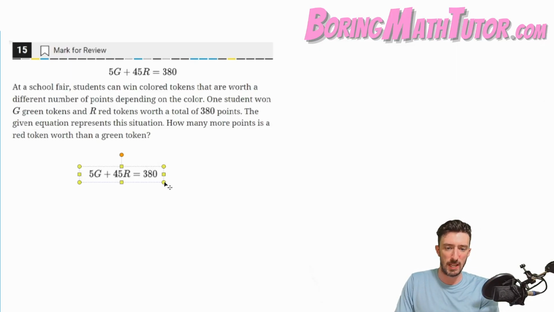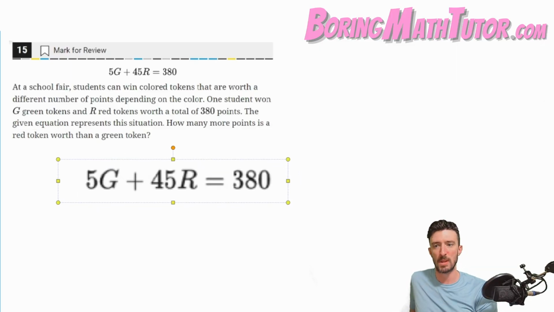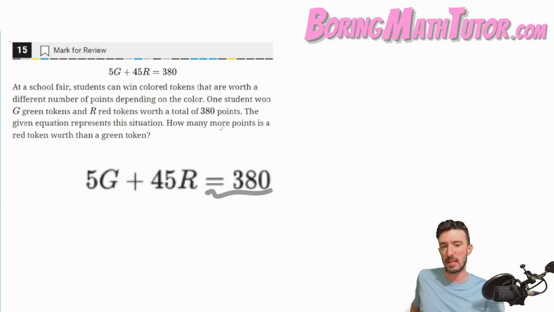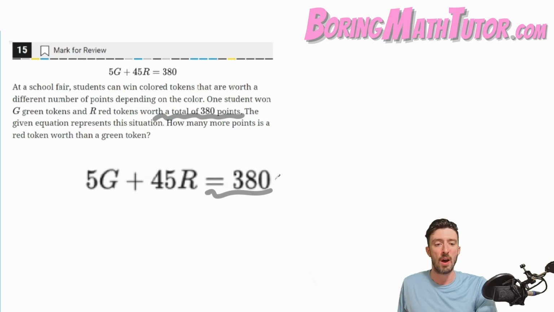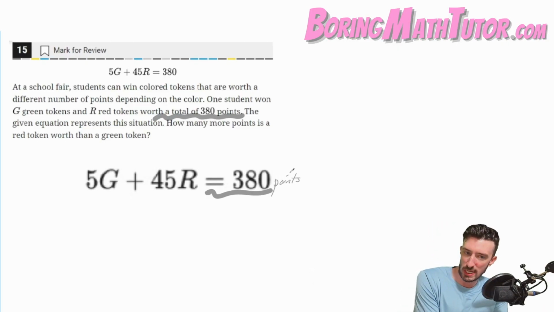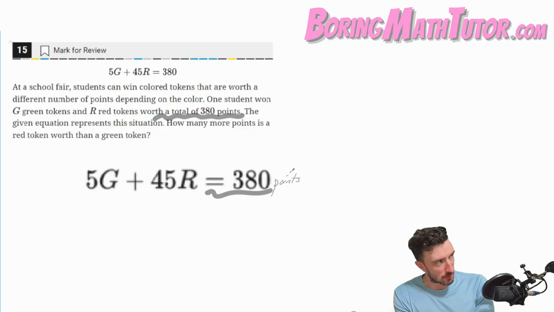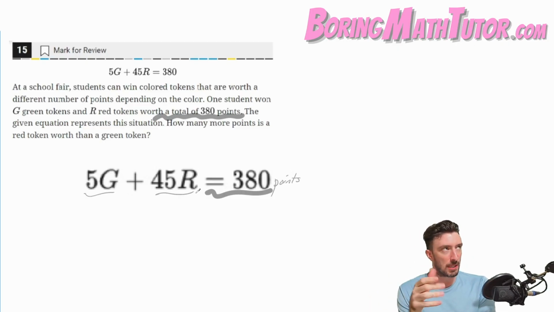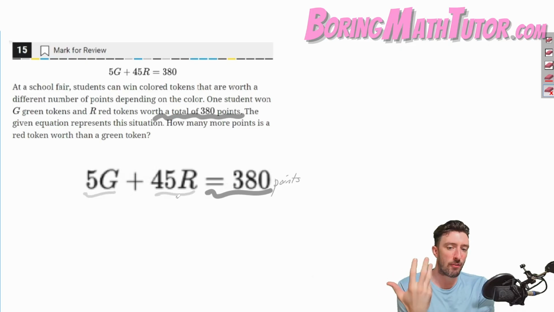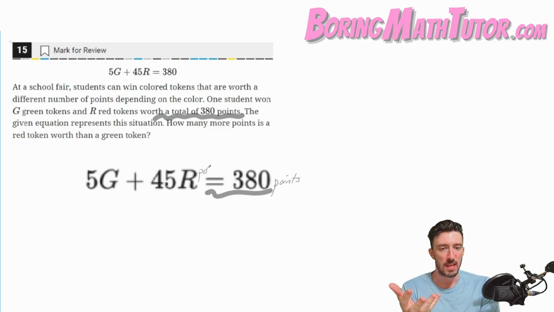Well, we're going to start by taking that equation, and we're going to notice that it's got equals 380. That's the total number of points. So that's the unit that the total is in. But on the left side, I've got something plus something else. Well, the only way that everything can work out is if this also has the same units. If this is also in terms of points.